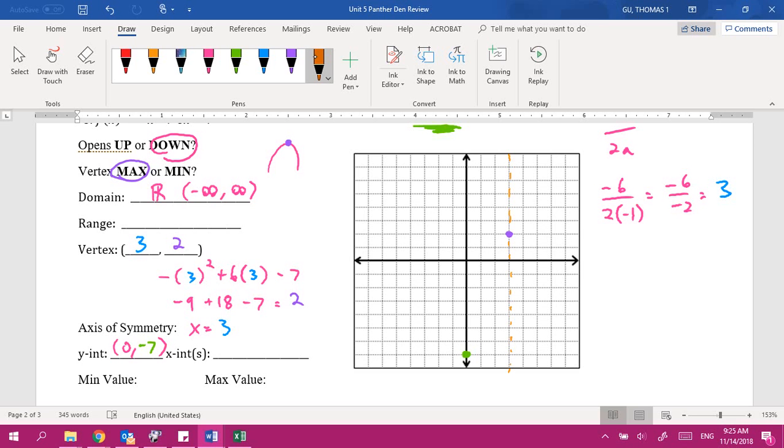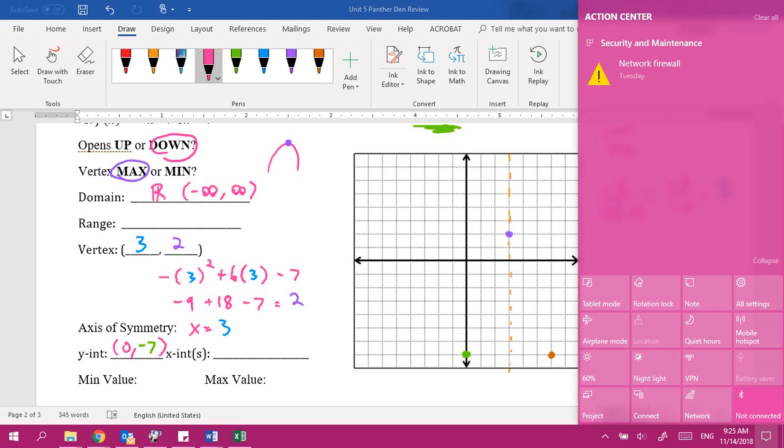You see how this y-intercept is 3 spaces away from the axis of symmetry? We go 3 in the other direction, 1, 2, 3, and that is my reflected point. Notice how it's a perfect mirror image, right? And now I have 3 points. And so that is enough to make my estimated graph.